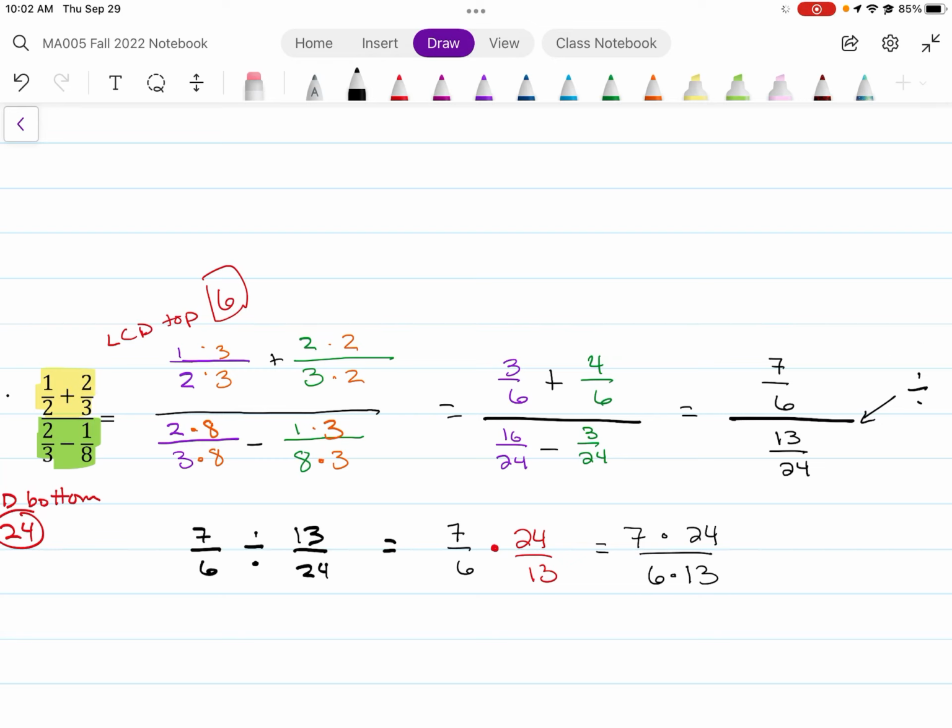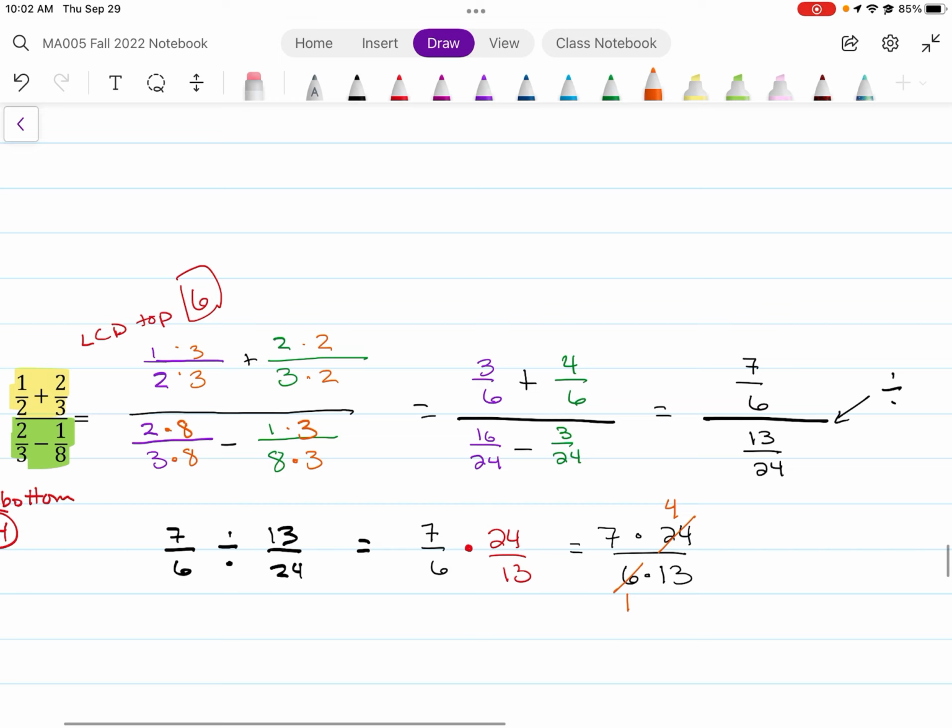Now notice I did not multiply because I see that 24 and 6 have 6 in common. So what am I going to do with that? Well, I'm going to say how many 6's are in 6? 1. How many 6's are in 24? 4. Okay, so now I get 7 times 4 on top, which is 28, and 1 times 13 on the bottom.